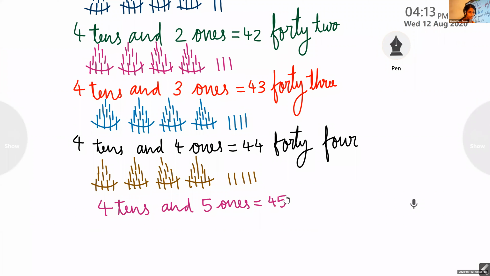And the spelling of 45 is F-O-R-T-Y, 40, and F-I-V-E, 5. 45.